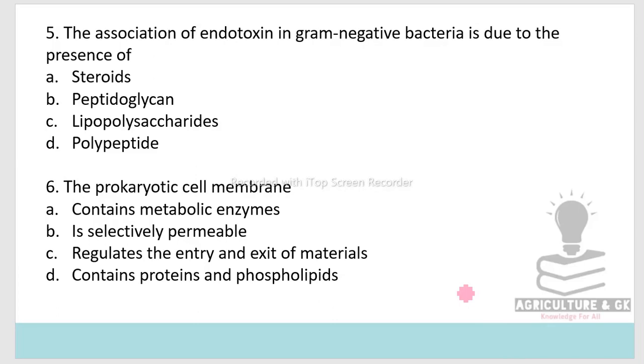Our next question is, the association of endotoxin in gram-negative bacteria is due to the presence of steroids, peptidoglycan, lipopolysaccharides and polypeptide.